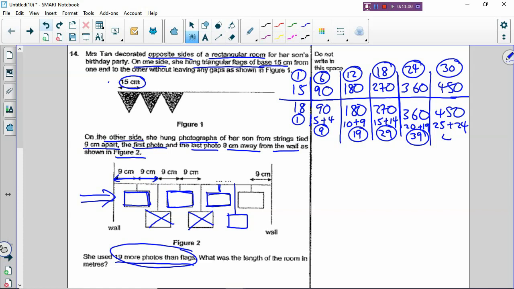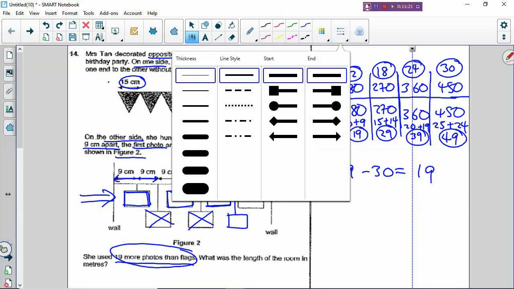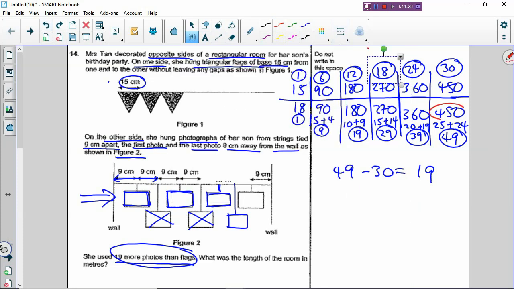So you have 49, right? 49 photos altogether. Right, so now do I have 19 more photos than flats? You take 49 photos minus 30 flats, I get 19 more photos than flats, which is correct. So what is the length of the wall? The length of the wall must be 450 cm, which is over here, right? The length of the wall. So you will need to change that into meters. You divide by 100, right, to get 4.5 meters.